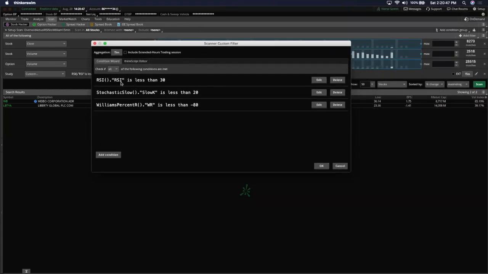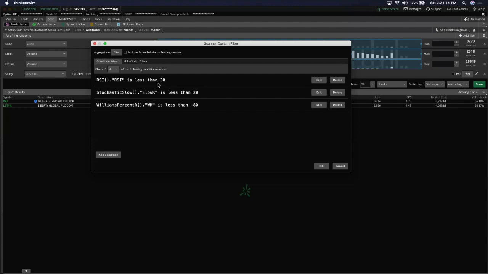So this is nothing but, by now you must be familiar with at least RSI, if not stochastic slow and Williams percentage R. These are some kind of indicators. Feel free to Google what stochastic and Williams percentage R are. I'm not going to go into the details because it will deviate from the agenda.